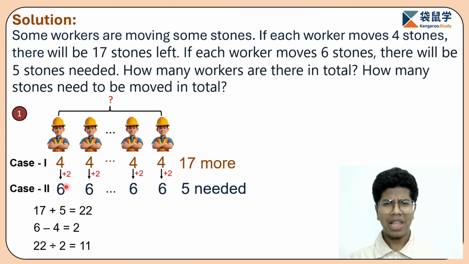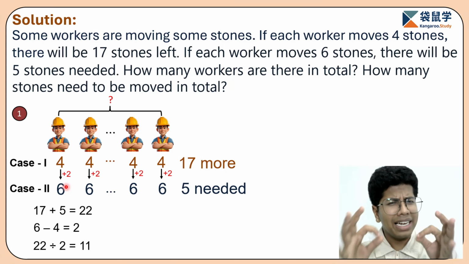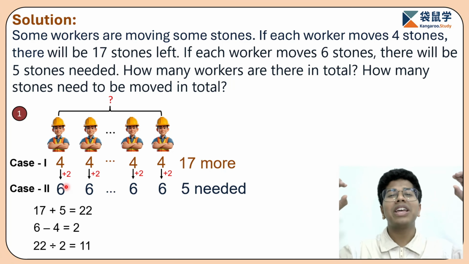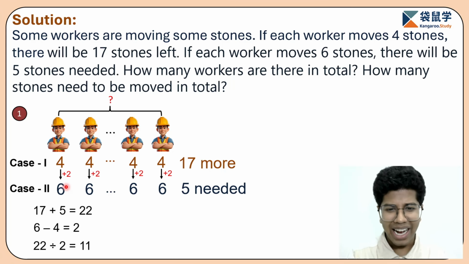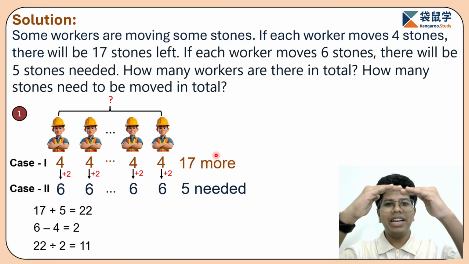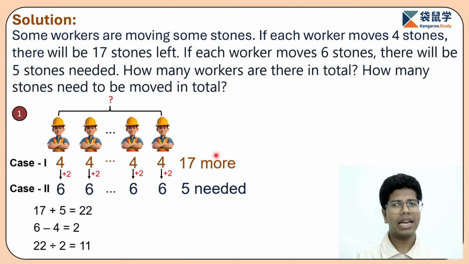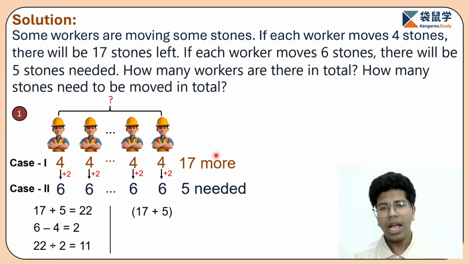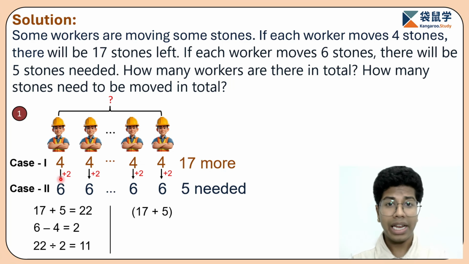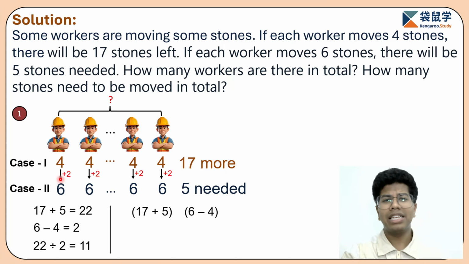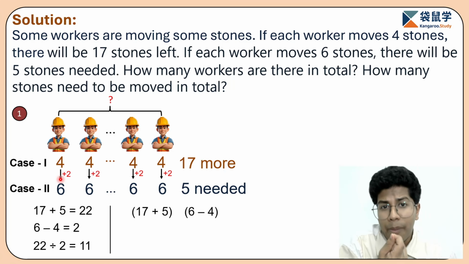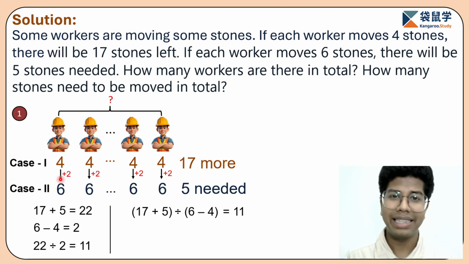Now there is another way in which you can get the same answer using just one single step. Are you eager to learn? Let's see. If you pay close attention, it's 17 more and 5 needed in case 1 and case 2. I can simply find the change using 17 plus 5. Now, every one of them has been distributed 2 stones. This 2 I can easily calculate using 6 minus 4. And to find the actual number, we just need to divide to get the answer, that is 11.